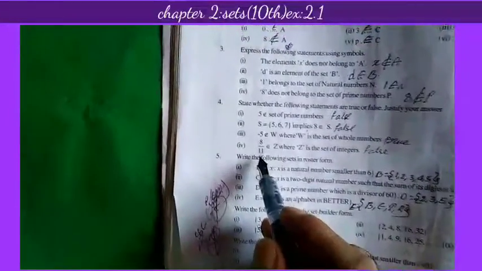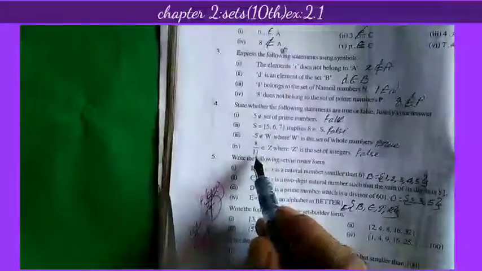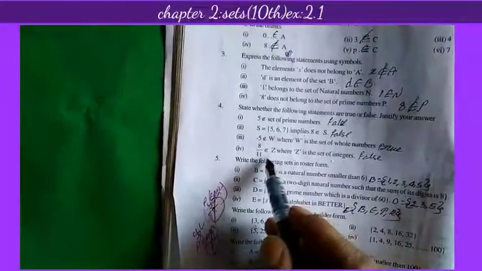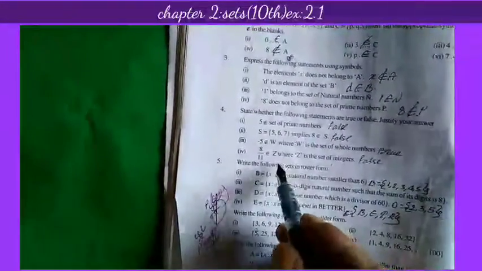And 8 by 11 belongs to Z. 8 by 11 is a rational number because it is in the p by q form. It is not in Z. Z is the set of integers. So it is a false statement.